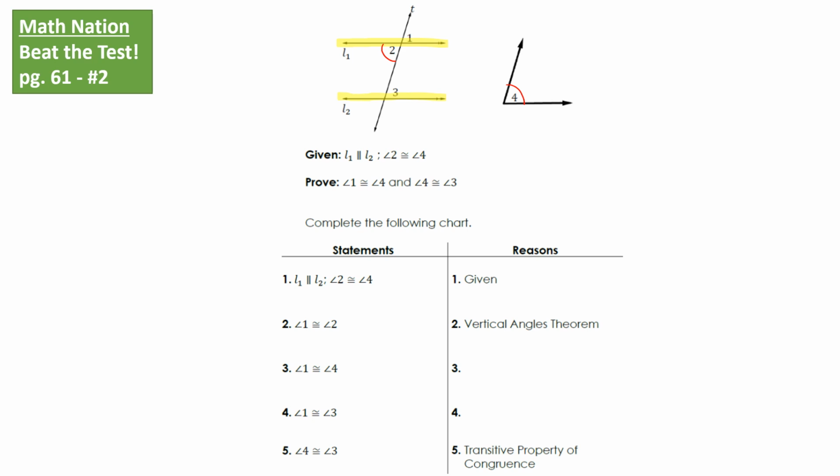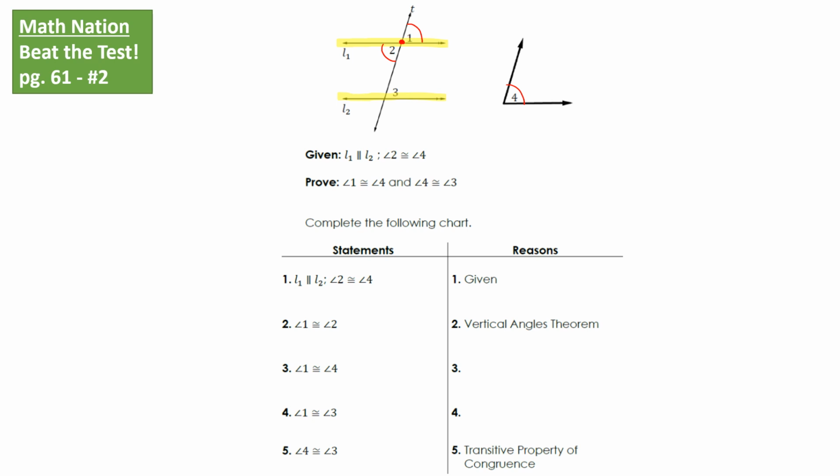So they gave us the first statement and reason, and that's kind of obvious. We already know that lines 1 and 2 are parallel, and angles 2 and 4 are congruent, so obviously that's given. They tell us in statement number 2 that angle 1 and angle 2 are congruent by vertical angles, and we can see that's true. Angle 1 and angle 2 are opposite of each other. They share a common vertex. So we know that their measures are equal. So vertical angle theorem is obvious for the reason.